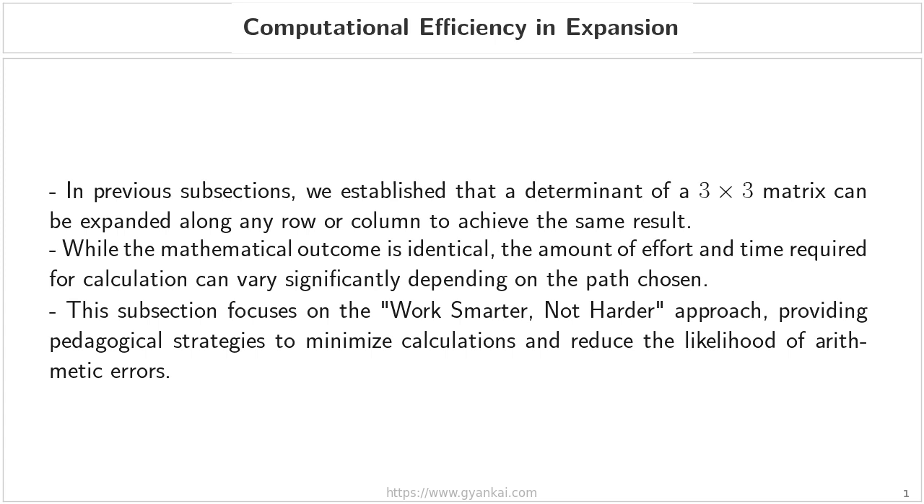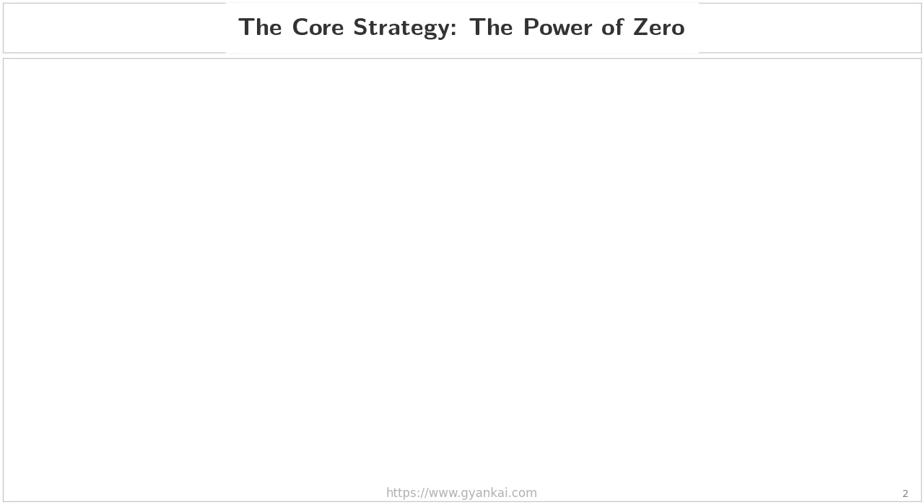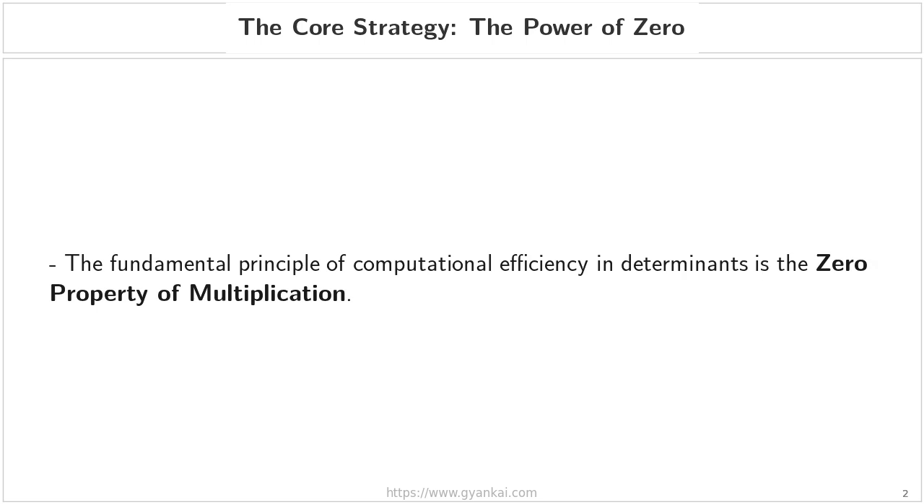Welcome, everyone. Let's begin today's session by looking at our first slide, titled Computational Efficiency in Expansion. The core strategy, the power of zero. Now that we've established that you can expand a determinant along any row or column and get the same result, let's talk about how to do this without unnecessary struggle. The core strategy we are going to use is based on a very simple, fundamental principle, the zero property of multiplication. You already know from basic arithmetic that anything multiplied by zero is zero, right? Well, that is the secret weapon here.